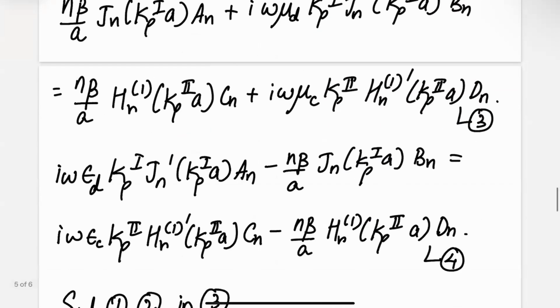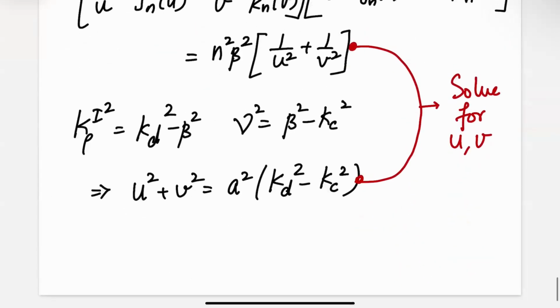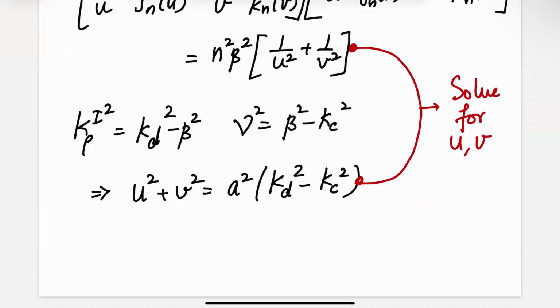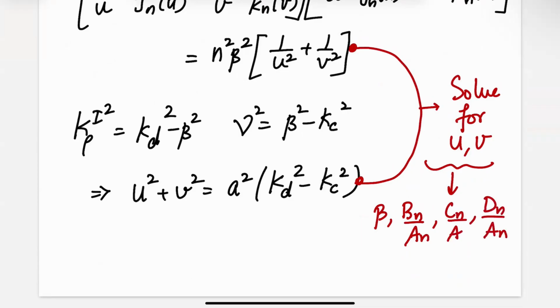So maybe I should specify that. From this you can get beta, bn over an, cn over an, and dn over an. That's all you need, right? You don't know exactly what an, the absolute value, is because, as I said before, that depends on the amount of power in the mode, but it's the ratios that really matter, right? That tells you the modal distribution or the field distributions.